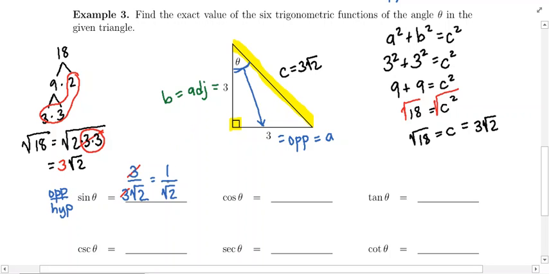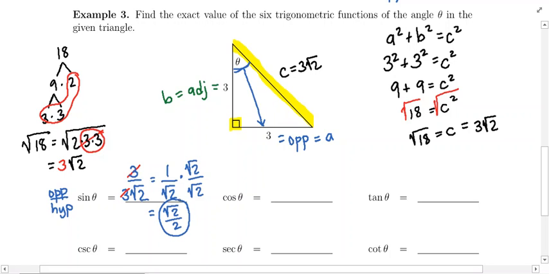Now you've got to rationalize this. We need to get the square root of 2 out of the bottom, so we multiply the top and the bottom by the square root of 2. Going across the top and across the bottom, this gives us the square root of 2 over 2. That's your answer. So there's the sine.